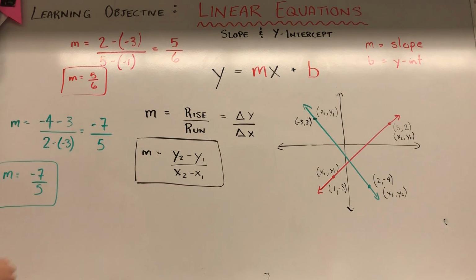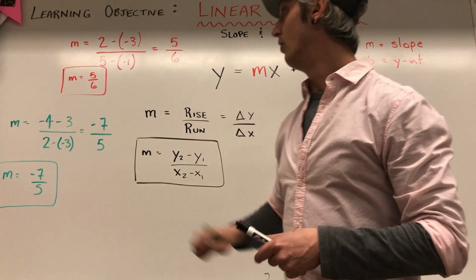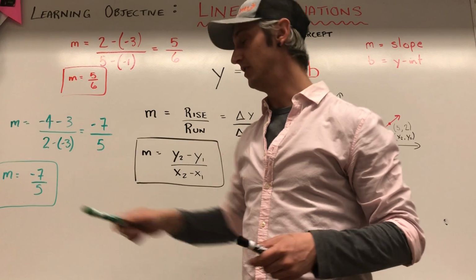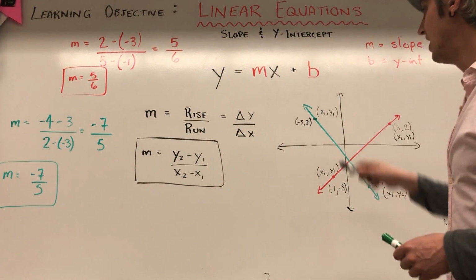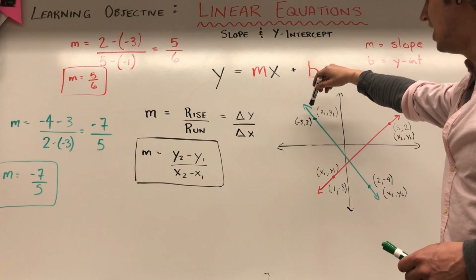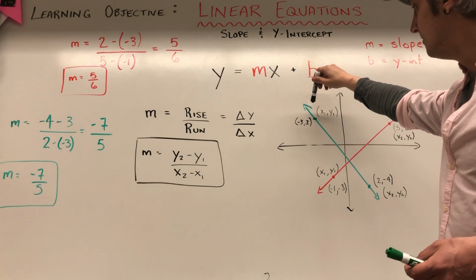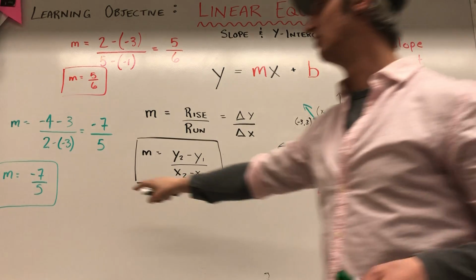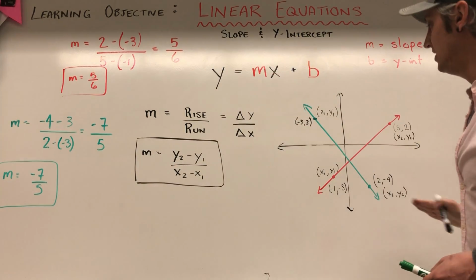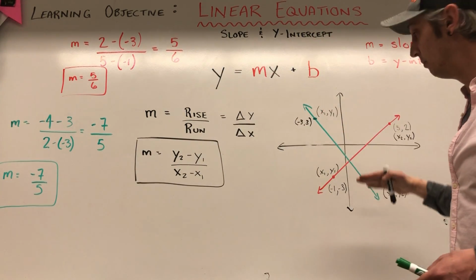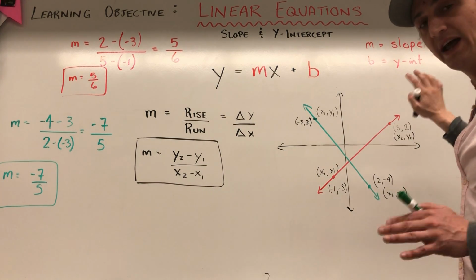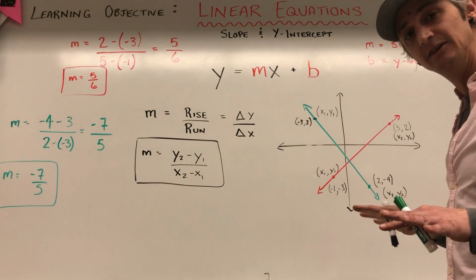Now, what is the biggest difference between this slope and this slope? Well, the one in red is positive, it's not negative. The one in green is negative. So what that tells us is any time that our line, or a linear graph, is going down from left to right, we're going to have a negative slope. Down from left to right means negative slope. Up, if we're going up from left to right, we're going to have a positive slope. That's it. That's how it works.